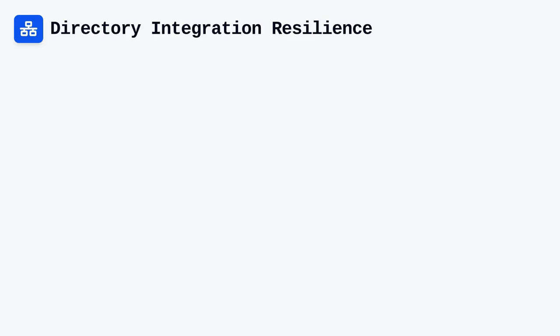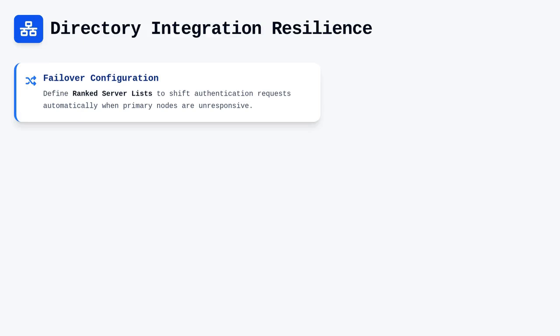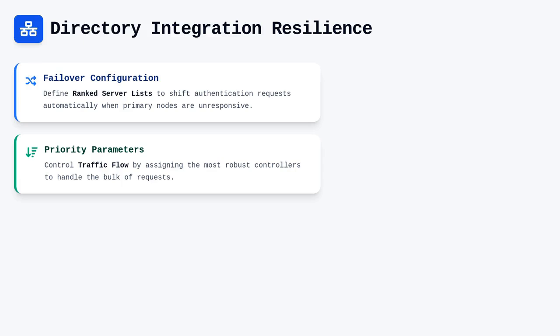Managing resilience in your directory integration requires a robust strategy for handling redundant domain controllers and potential failover events. Within the CyberArk configuration, you should define a failover list that explicitly ranks your directory servers, allowing the system to shift authentication requests to a secondary node if the primary provider becomes unresponsive.